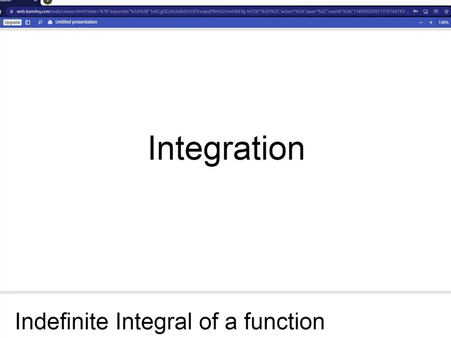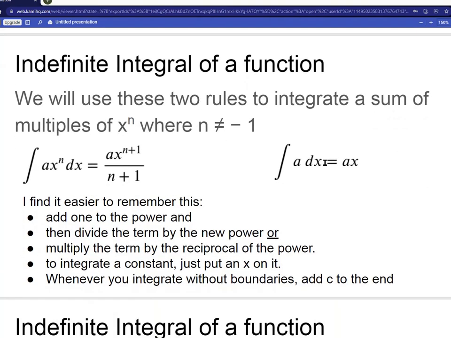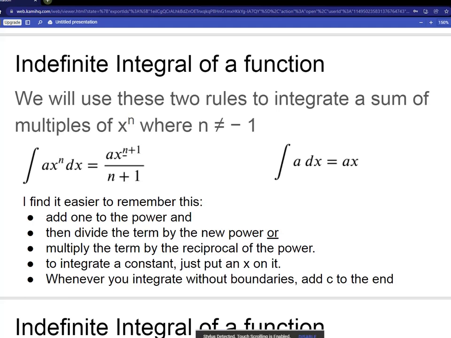Okay, so integration. Integration is the opposite of finding a derivative. Now, we've got two basic rules. Basically, what's going to happen is that we are going to either add 1 to the exponent and then multiply by the reciprocal, or we're going to divide by the new exponent. Technically this is the rule.